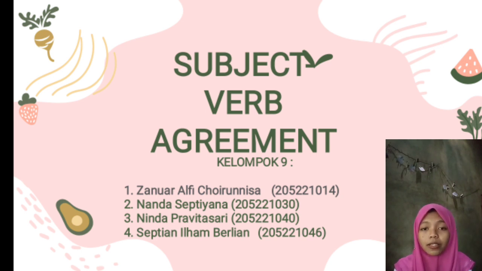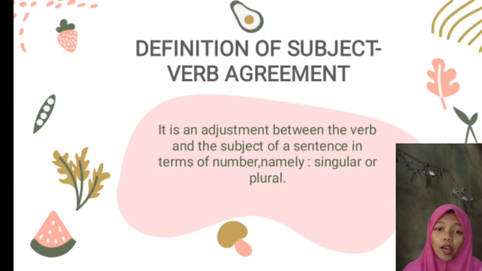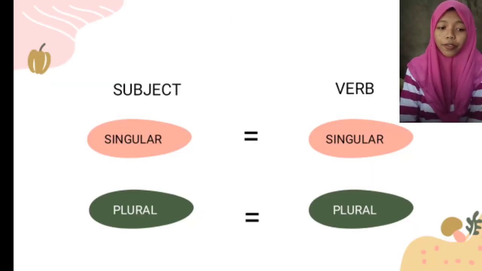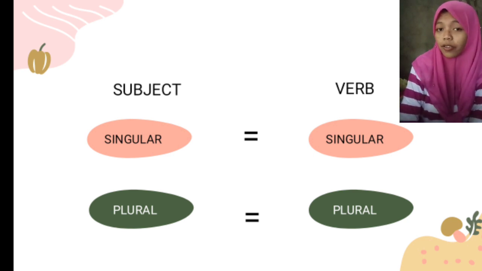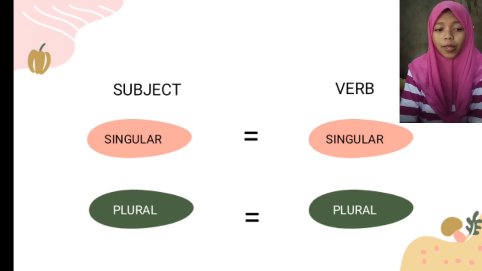Here we will present TOSE material about subject-verb agreement. Definition of subject-verb agreement: it is an adjustment between the verb and the subject of a sentence in terms of number, namely singular or plural. Subject-verb agreement is when the subject and verb have the same form or agree on a form. The point is that when the subject is singular, the verb must also be singular, and if the subject is plural, the verb must also be plural.